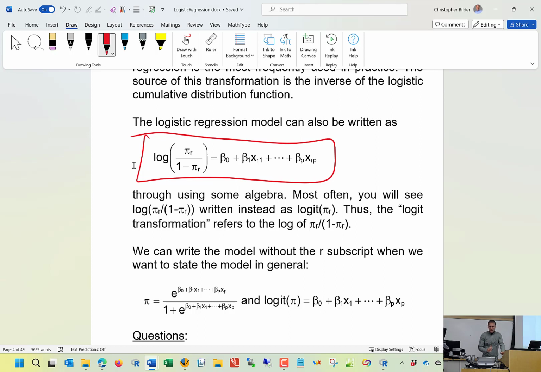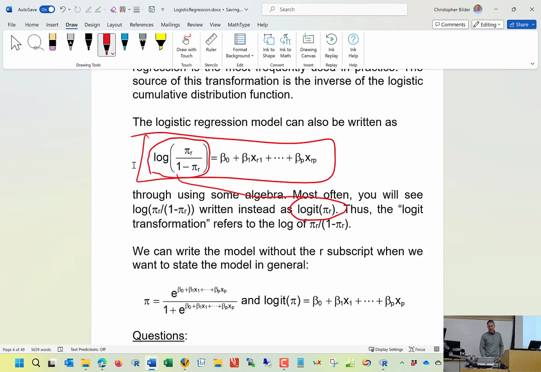Now this is just notational. People will often take what's on this left side and call it the logit transformation of pi. So they'll say logit of pi. This is just a mathematical function, a shortcut expression for log of pi over 1 minus pi.